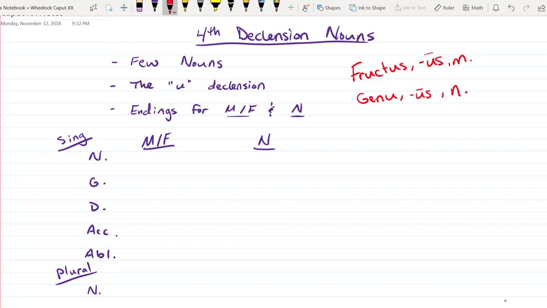You're not going to see this as much. Still need to learn it. It still shows up in the Latin. It's still important. Again, I'm not going to make you learn something that isn't important. So we do need to learn it.